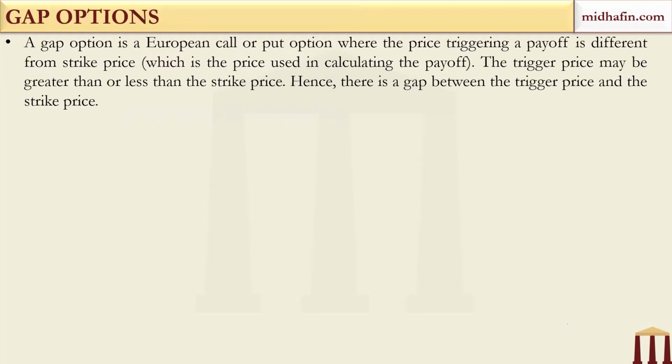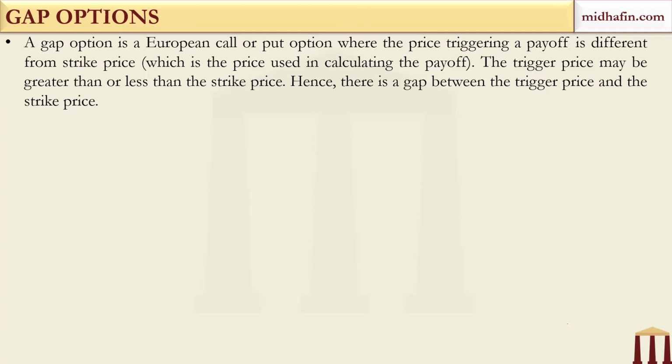Now let's talk about some important exotic options, and the first one is the gap option. A gap option is basically a European style option. It can be a call or put option, where you have 2 prices defined. One is the strike price, using which the payoff is calculated. Another is the trigger price. No matter what the strike price is, if the asset never reaches this trigger price, there will be no payoff. The moment the trigger price is crossed, you will have a payoff, and the payoff will be calculated using the strike price only.